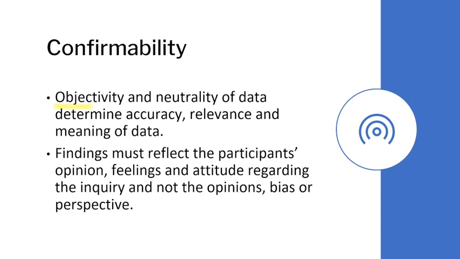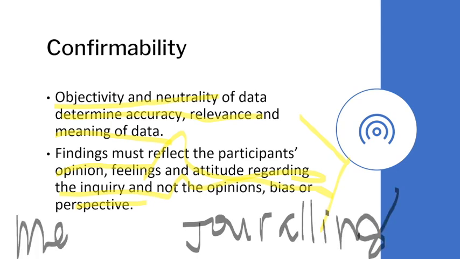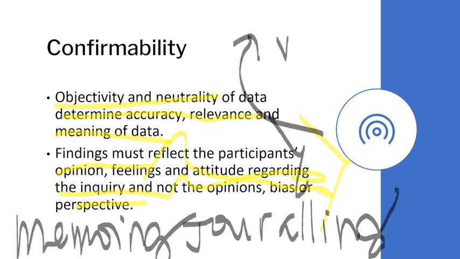So highlight objectivity and neutrality of the data to determine accuracy, relevance, and meaning of the data. In other words, the findings must reflect the participants' opinions, feelings, and attitudes regarding the inquiry and not the researcher's opinions, bias, or perspective. So class, in confirmability, one thing that you could do is what we refer to as journaling, or memoing. So you have journaling, you also have memoing. Okay, that's for confirmability. And then you do your return interview.